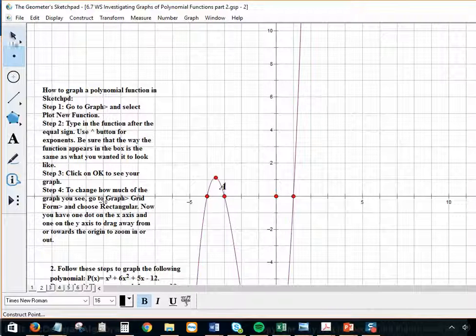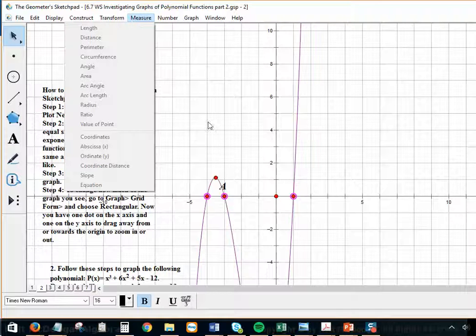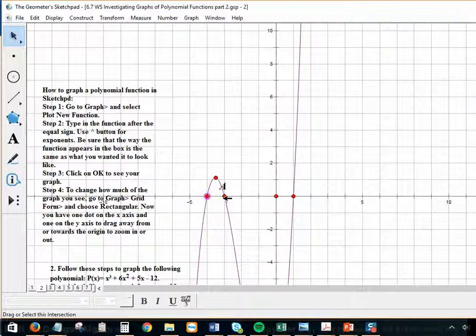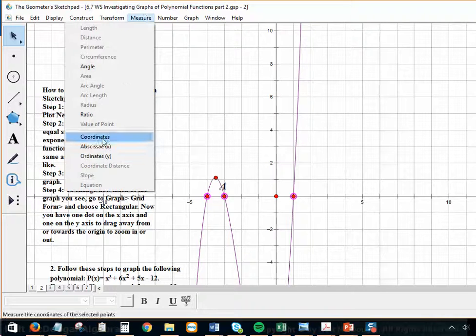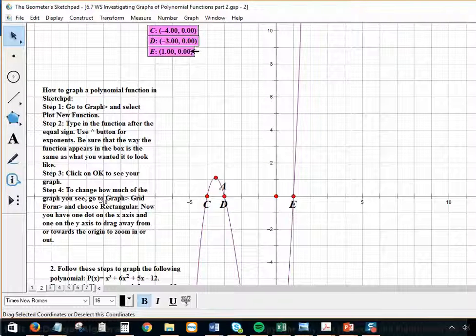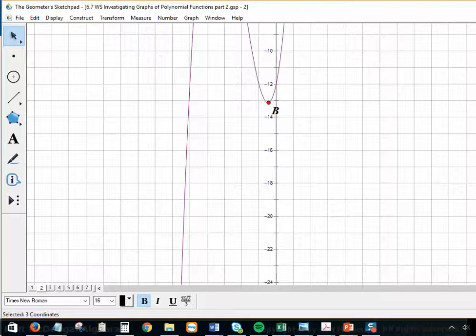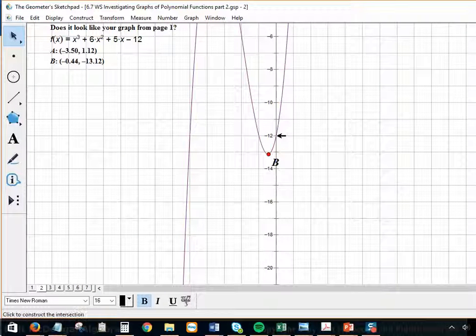And again, the zeros are there. We could measure those too if you wanted to. Measure and see if we really got the zeros there. Can't I measure all of them at once? Yes. Yep, I did put them at the right zeros, so those would be the zeros. The y-intercept of this one, you could find that from the graph too, is at -12, which matches the -12 at the end of the function. That will always be the y-intercept.